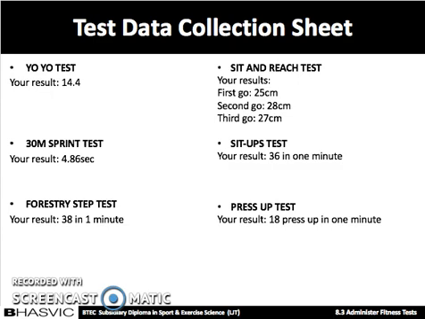The sit and reach test, out of 3 goes, your first go was 25 centimeters, your second go was 28 centimeters, and your third go was 27 centimeters. The sit-up test, the result was 36 in 1 minute. The press-up test, your result was 18 press-ups in 1 minute.